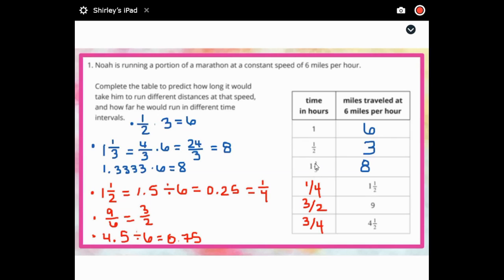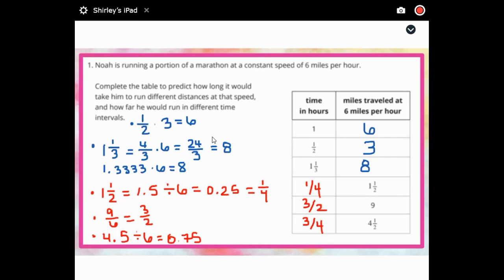1 1/3, if you look over here, I converted that into a decimal, which is fine. 1.3 repeating, and then times my constant of proportionality gives me 8. Up here, you can see I just worked with my fractions. So if you're good with fractions, you can see what I did up there. I converted it to an improper fraction, 3 times 1 plus 1. Then I multiplied by 6, multiplying straight into the top.